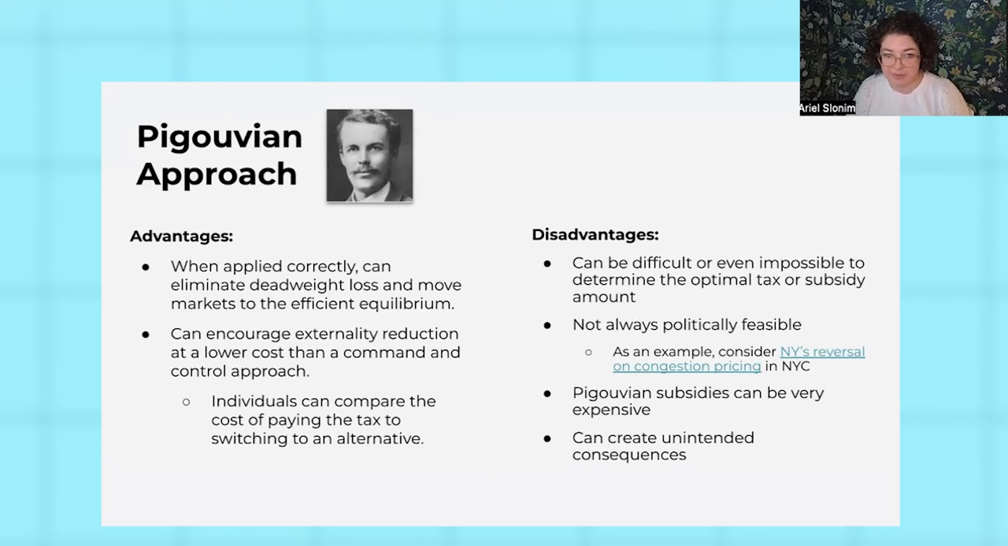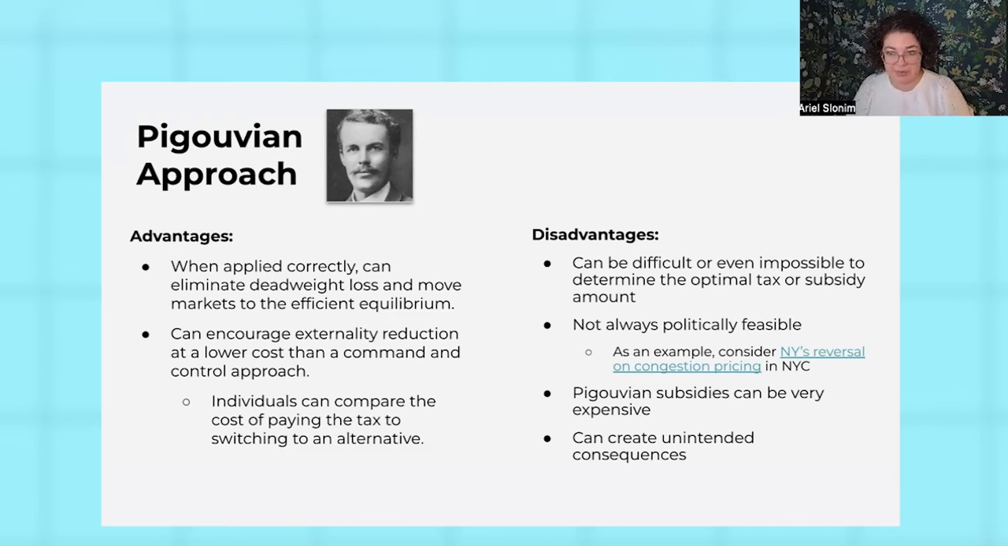So some of the benefits of Pigouvian are, right, you can eliminate that deadweight loss. And it does allow a price comparison with the tax, right? So you can choose to pay the tax or you can switch to something else. But it can be hard to find that optimal amount. There can be some difficulty in imposing a Pigouvian tax if it's not politically feasible.